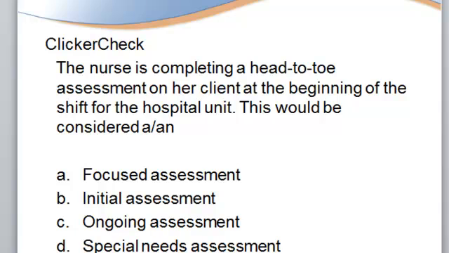The nurse is completing a head-to-toe assessment on her client at the beginning of the shift for the hospital unit. This would be considered a focused assessment, initial assessment, ongoing assessment, or a special needs assessment. And hopefully you got the answer right.